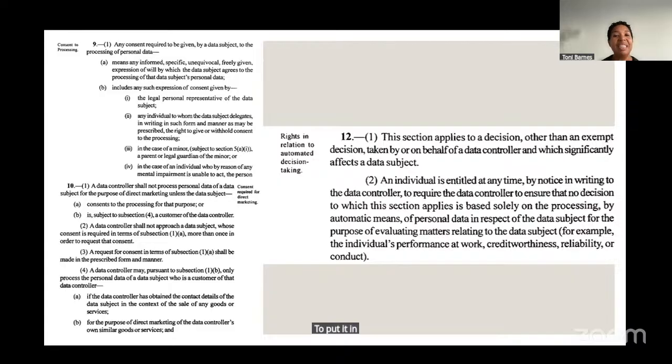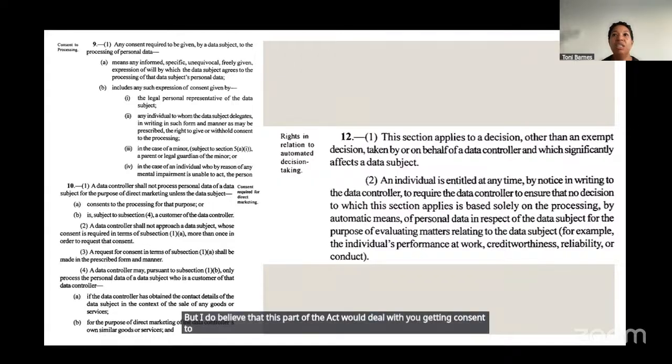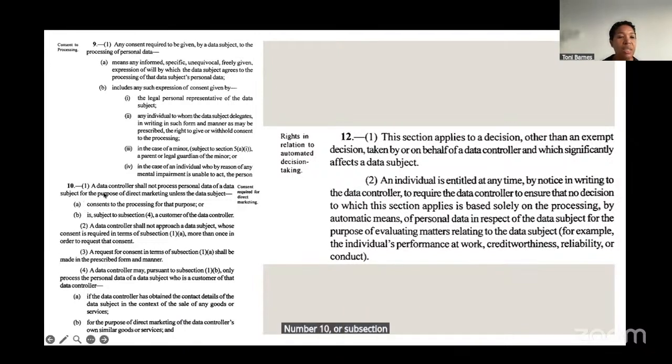So it does not say AI specifically, but I do believe that this part of the act would deal with you getting consent to then use your patient's data for something else, be it a clinical study, be it for an AI tool. Number 10, or subsection 10, speaks about a data controller not processing personal data of a data subject for the purpose of direct marketing.